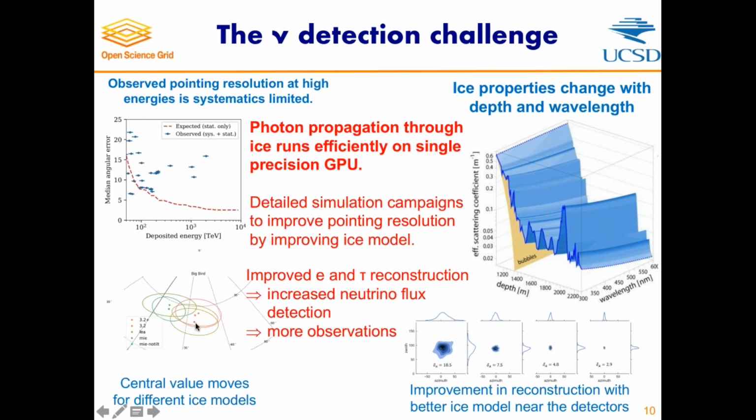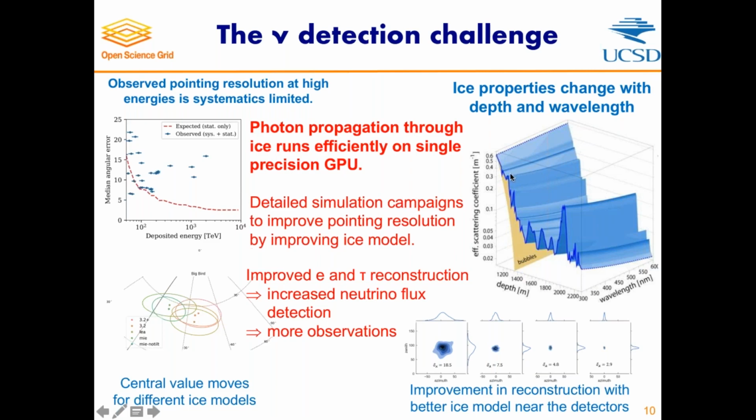Another way of looking at this is a single event, meaning a single high energy neutrino, and its pointing accuracy back. What you see in these ovals is the measured precision, and the differences between these ovals are different ice models. Depending on what you assume the ice is actually like where the detector is, you get very different pointing directions, not just pointing accuracies. And the reason for this is shown on the right here.